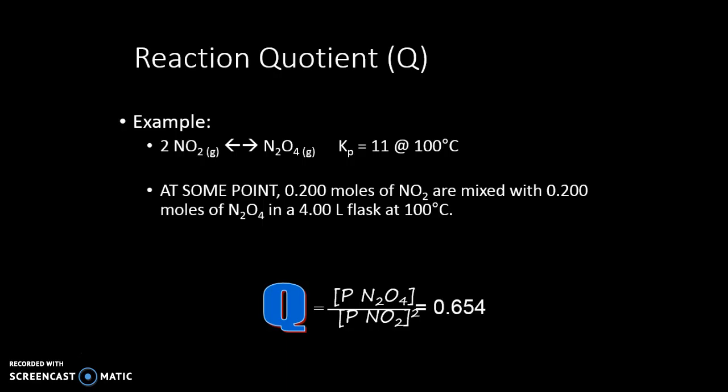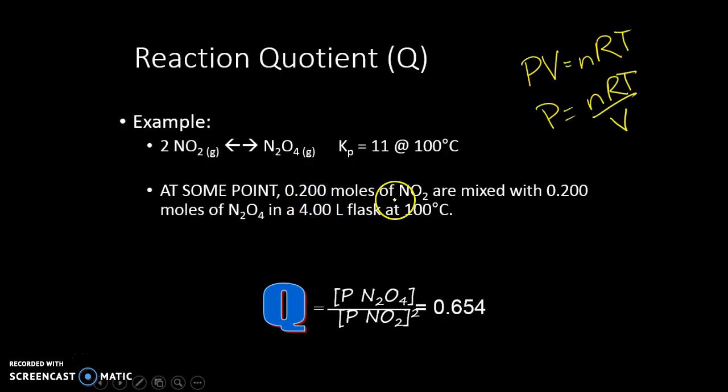So the answer is 0.645. When we look at this problem, to find pressure, we're given moles, we're given liters, and we're given temperature. So we have to go to PV equals nRT. P is equal to nRT over V, and we plug in. For both quantities, we plug in the numbers: 0.200 moles for NO2 times R times T, which is 373 Kelvin, divided by 4 liters, and we get an answer for NO2, which we're going to square on the bottom. Then we get N2O4, and we do the same thing.